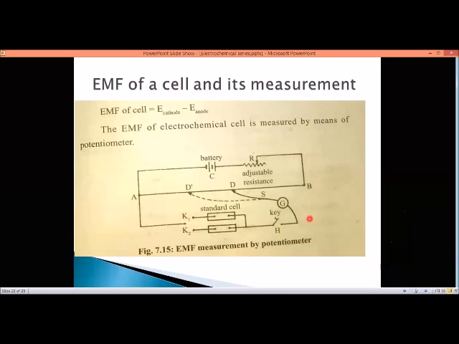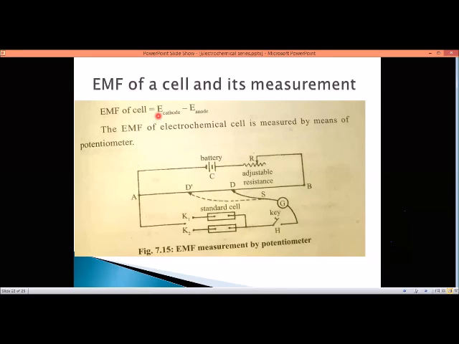In an electrochemical cell, each electrode is placed in contact with the electrolytic solution. The potential which arises at the surface of separation of the electrode and the electrolytic solution is called electrode potential. This we have already known. When two electrodes are connected, a potential difference arises between them, and the potential difference between cathode and anode is known as the EMF of the cell.